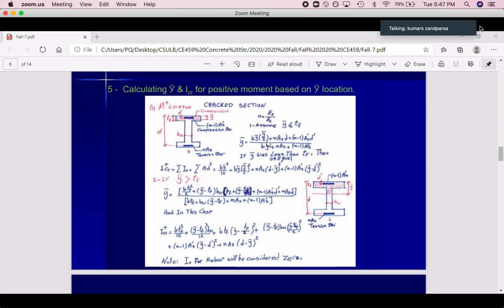As you can see, there is no TF in this one. So how can I say no TF here? In this case, look at this, I have one B and BW. In this case, your B should be equal BW. If there is no flange, your B is equal BW. Just change this to BW. That's it. No change for anything else.